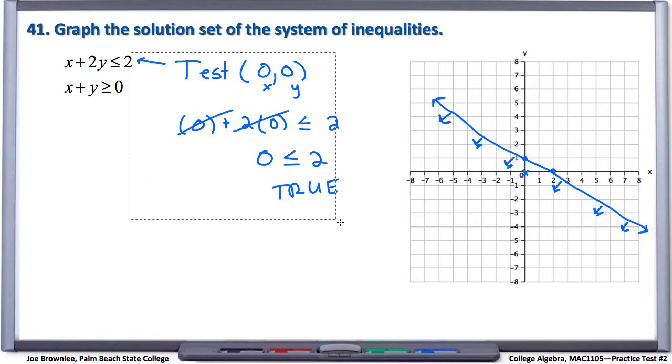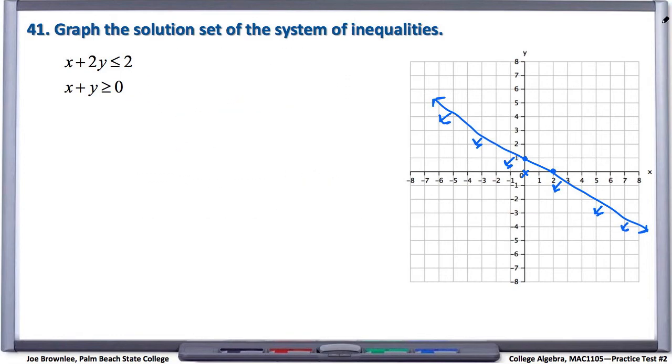Let's go ahead and take a look at the second inequality, and I'll use a different color. So we're looking at x plus y greater than or equal to 0. And again, just like we did before, if this inequality symbol scares you, then let's pretend that instead of an inequality, we were simply given x plus y equals 0. How would you graph this line?